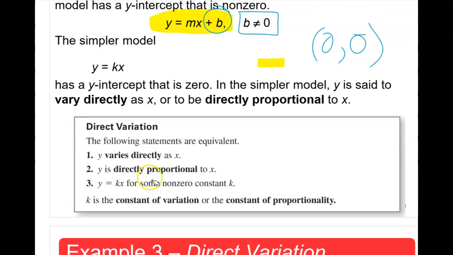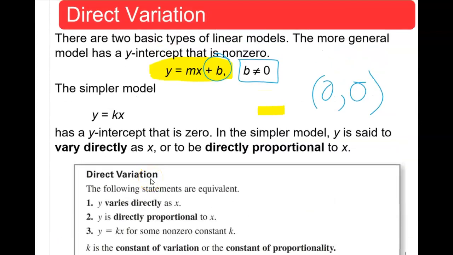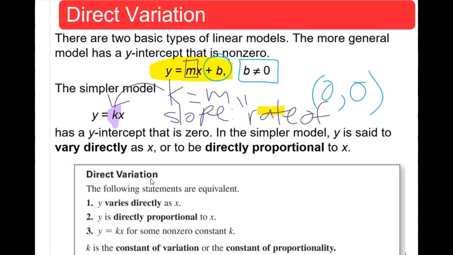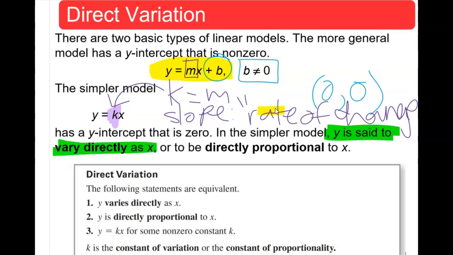And it will be a variation where the letter k is representing the slope. If we look at linear variation as a linear function, k will be the same as the letter m here, which is the slope, or we also call it the rate of change. All right, and we could say y is said to vary directly as x. So for the direct variation part, we will be using the word direct, or we could say to be directly proportional to x.